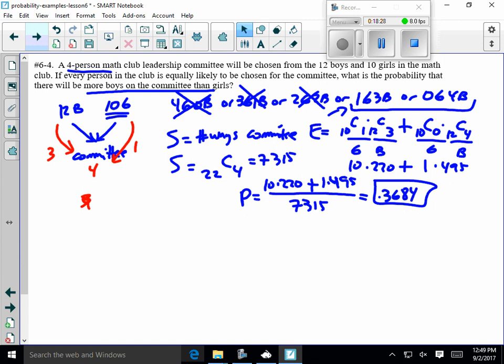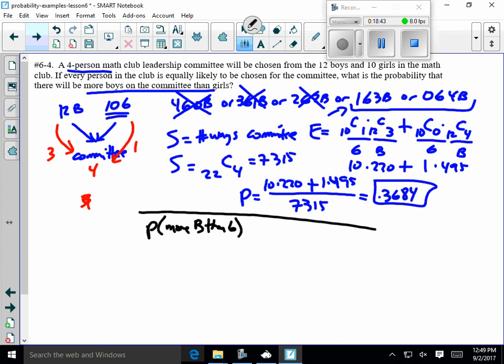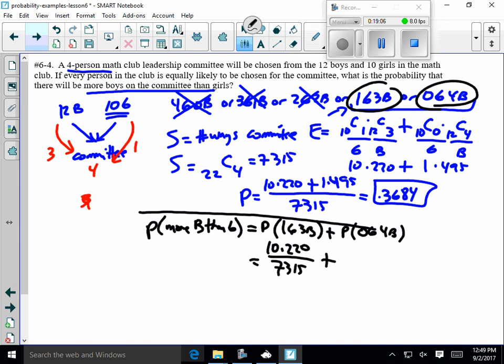All right. Now, if I wanted to instead think of it as a probability combination, I could equivalently say that the probability of having more boys than girls is the probability of having specifically 1 girl, 3 boys, plus the probability of having 0 girls, 4 boys, right? And so you could think of this as individual probabilities. It would be 10 times 220 ways to have that specific committee out of the 7,315, plus the probability of this, which was 1 times 495 out of 7,315.